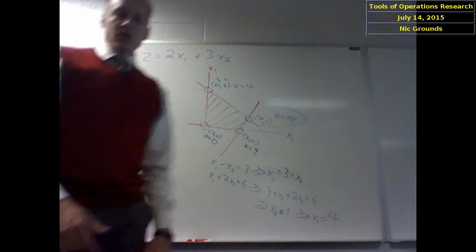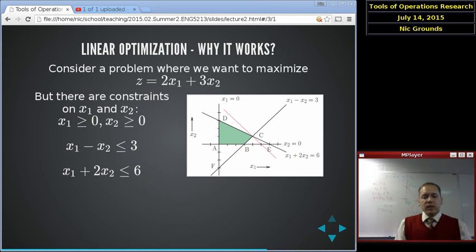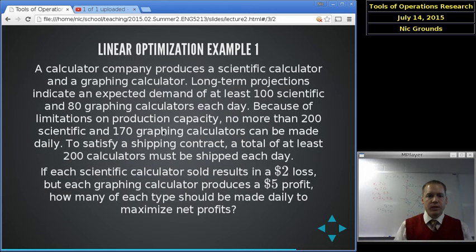That's linear optimization. Now, let's take a look at a real-world example that would involve linear optimization. So this was a contrived example of made-up variables and a made-up objective function. Let's consider a real-world example. A calculator company produces a scientific and a graphing calculator. So two different products produced by this company.